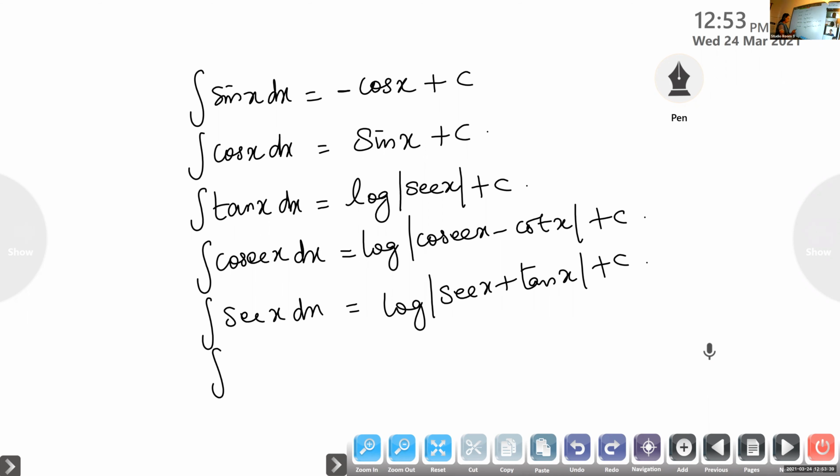What is the integral of cot x dx? It is log sin x plus c. The integral of cot x is log sin x plus c.